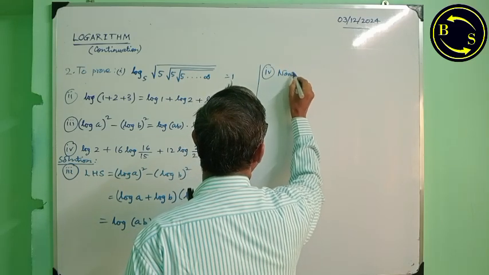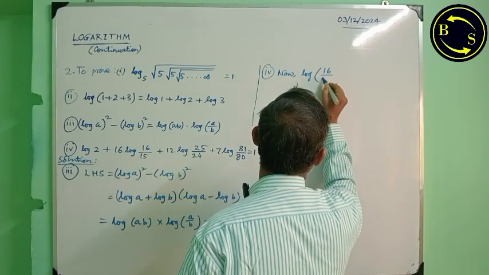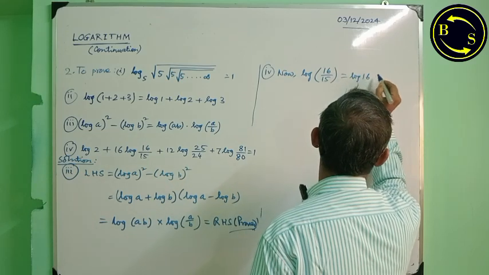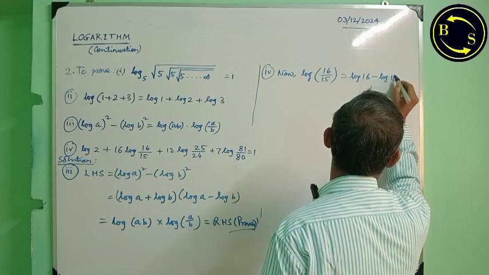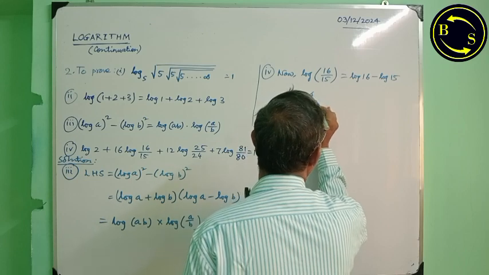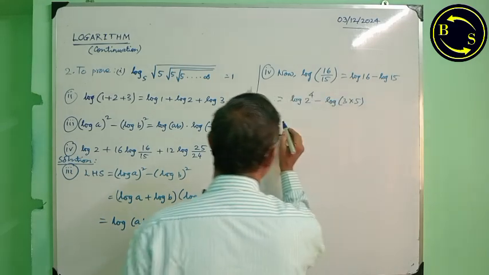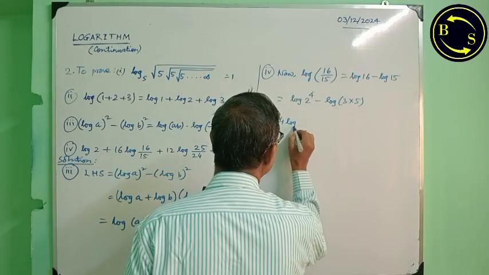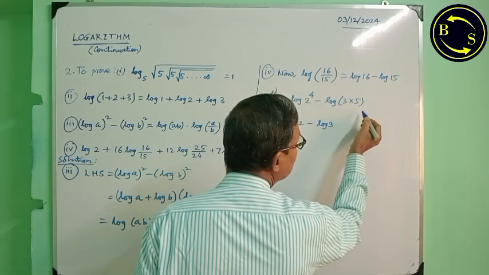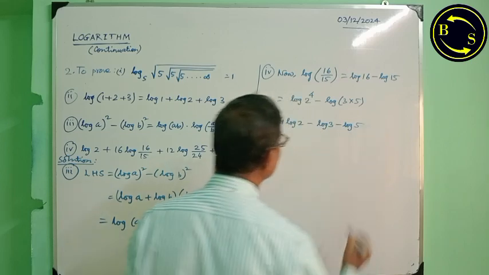Now, log of 16 by 15, I apply this changing formula, log 16 minus log 15, that is equal to log of 16 means 2 to the power 4 minus log 3 into 5, 15 equal to 3 into 5, it will be 4 log 2 minus log 3 within brackets log 3 plus log 5. I remove the brackets and write it directly, this one.